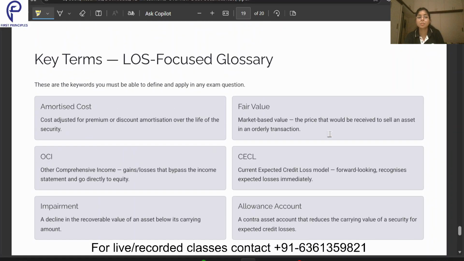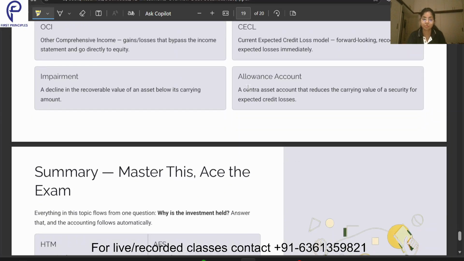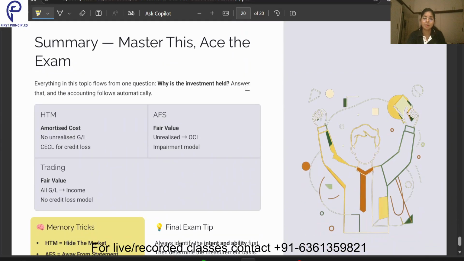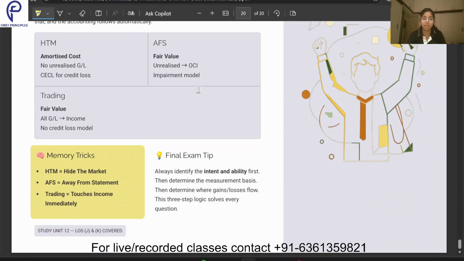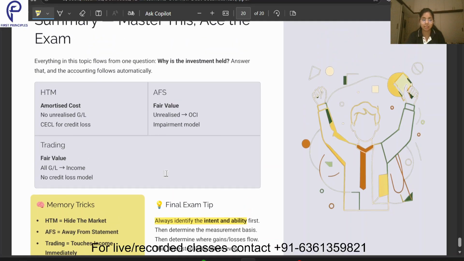Some key terms, keywords over here are mentioned. These keywords you must remember, and you should understand the application of these and what each stands for before you go for the examination. Okay, and lastly the summary is given over here: summary, memory tricks, and exam tip that always identify the intent and the ability. That's how this is entirely covered.